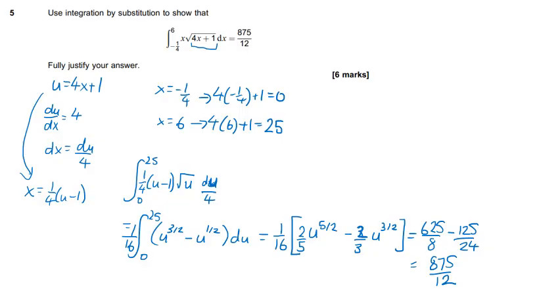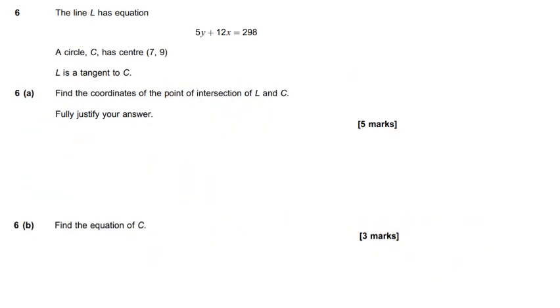Okay, so this equation that's given in question 6 is the equation of a line which is tangent to a circle. So let's draw a little picture to help us out. So the circle is centered at 7 and 9. And this point here that we're trying to find, let's call that just x and y. And we also know the equation of this tangent.